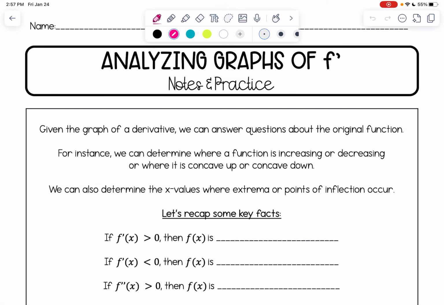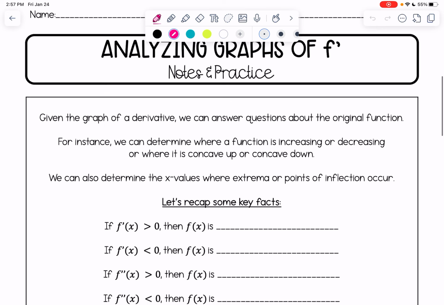In this lesson, we're going to be talking about how to analyze the graph of f prime. So when we're given the graph of a derivative, we can answer questions about the original function. For instance, we can determine where a function is increasing or decreasing, or where it's concave up or concave down. We're also able to determine the x values that are extrema or points of inflection. So let's recap some key facts here.